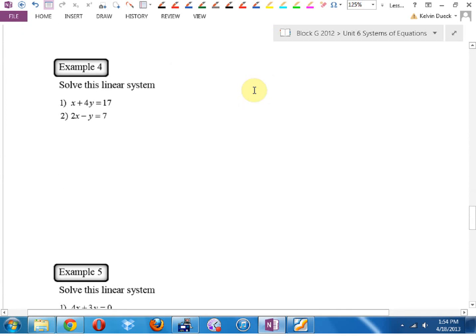Example 4. Kirkland, can you read to me the instructions for example 4? Good, shut up and do it. I'll do it up here. But this time, I'm going to be mean. I'm going to freeze the screen so you can't copy from me.